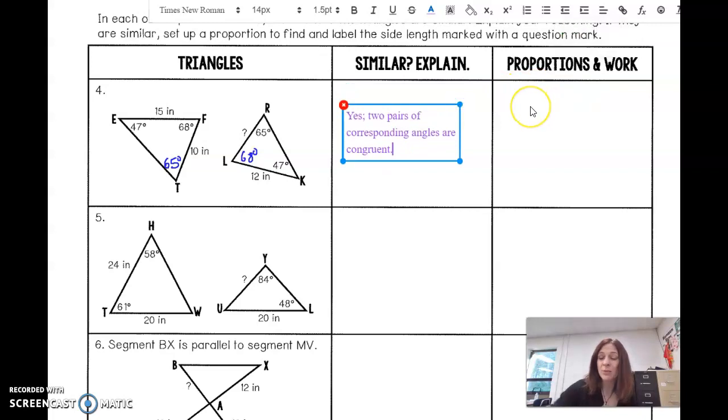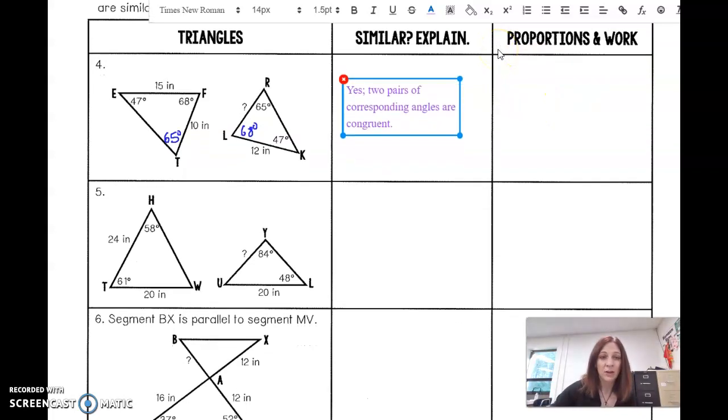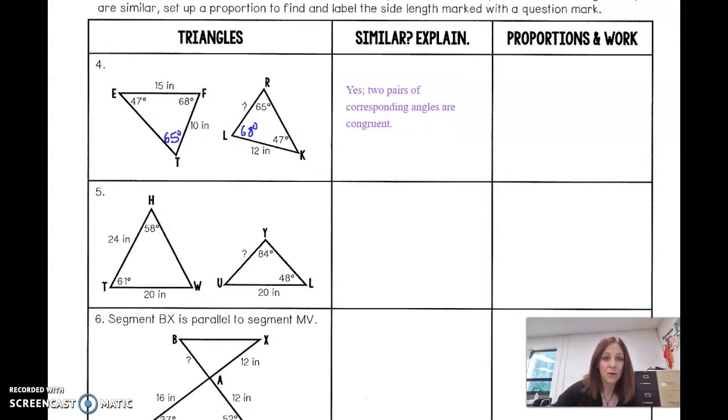All right, so here's our proportions. We are looking for x. I'm going to replace that question mark with an x. So I'm going to go x, line, equal sign, line. We're going to set up two proportions here. Okay? So try to remember back when we were doing this before. X is between the 68 and 65. If I come to this triangle, 10 is between the 68 and 65. So I'm going to line the x up with 10.